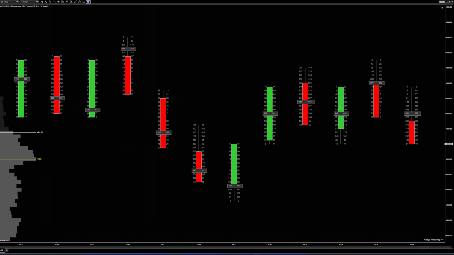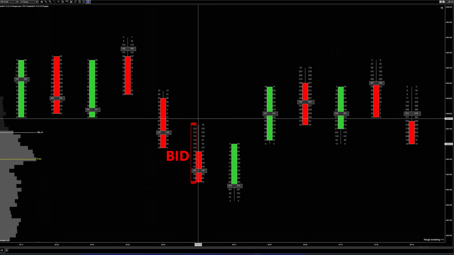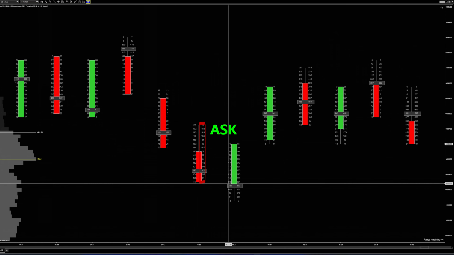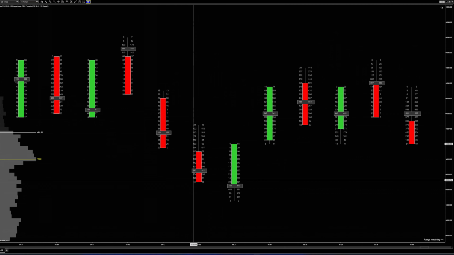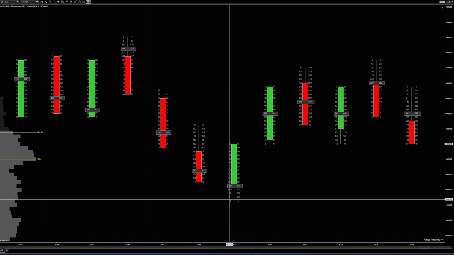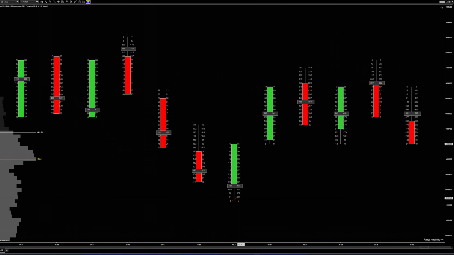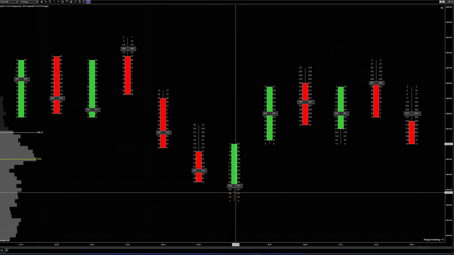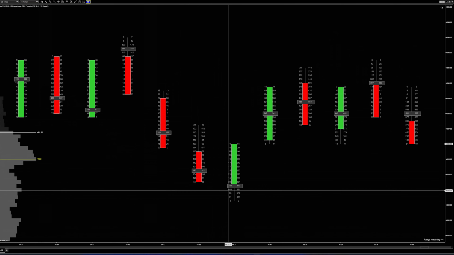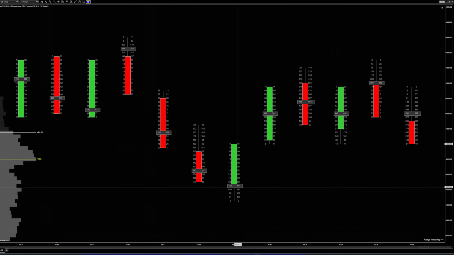Now let's start out with the footprint in the most basic form, the bid and offer. So the left side would be considered the bid and the right side would be considered the offer, aka the ask. And we read footprints diagonally. So we would read it the 4 bid against the 101 ask, the 91 bid against the 107 ask, and the 98 bid against the 281 ask.